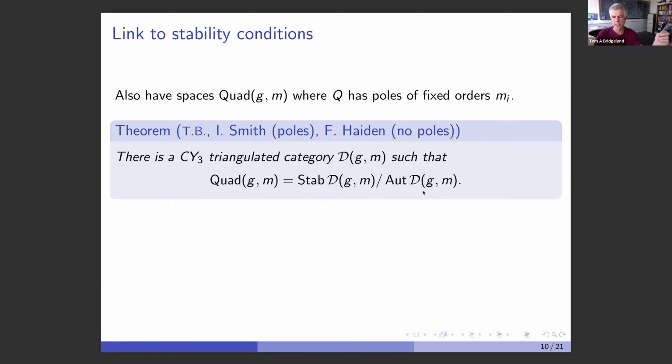And in both cases, you can cook up some CY3 triangulated category such that if you take the space of stability conditions and mod out by autoequivalences, so the natural symmetries of the category, then you get this space. So I'm probably telling some very small lies here. Strictly speaking, I should fix a connected component. I'm only getting one; in theory, there could be other connected components. And probably the pole orders should all be greater than 2 for this to be strictly true. Well, there's a slight extra story if one of the pole orders is 2 or less.